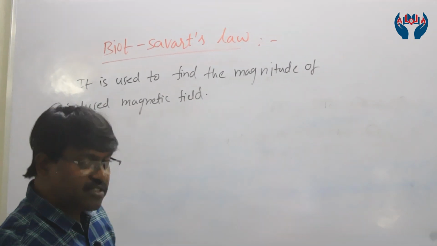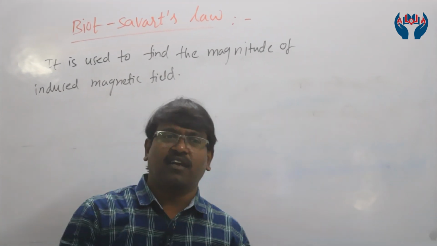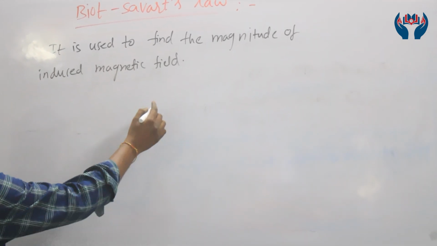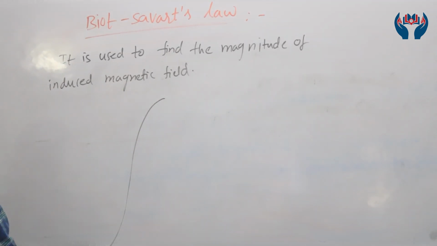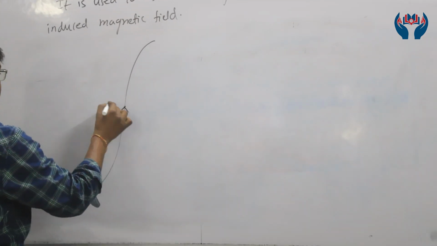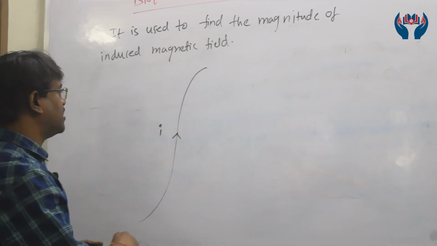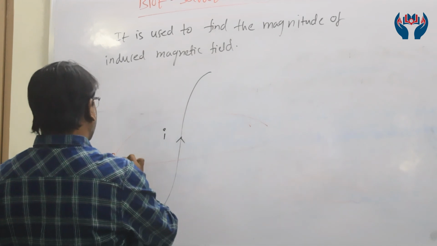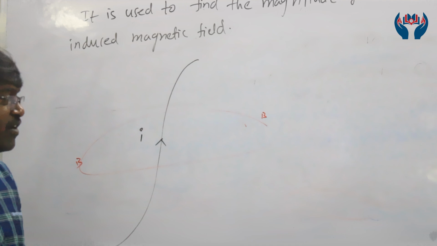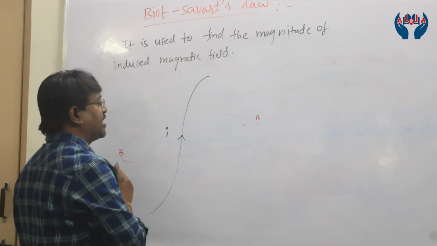Now consider one current carrying conductor. This conductor may be a straight line or a circular path, any shape; not only a straight line or circular path. Now consider one conductor carrying a current I. Due to this current carrying conductor, a magnetic field is induced around this conductor. Now we have to find the magnitude and direction of the induced magnetic field due to this current carrying conductor.